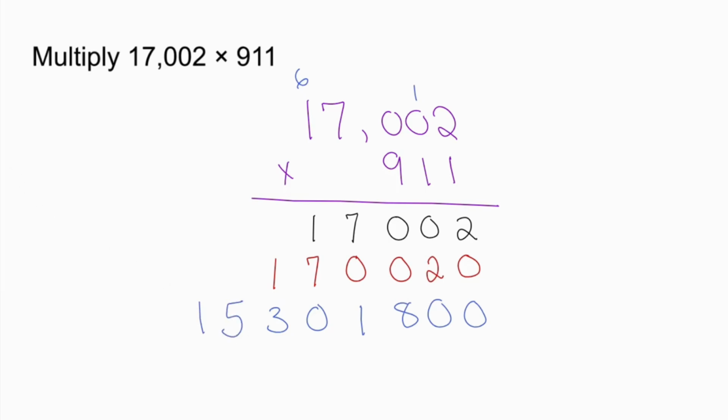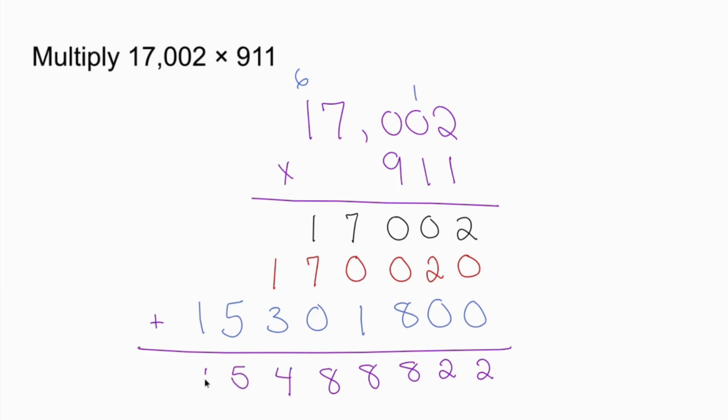Now we're going to add these 3 numbers, like so. 2 plus 0 is 2. 0 plus 2 plus 0 is 2. 0 plus 0 plus 8 is 8. 7 plus 0 plus 1 is 8. 1 plus 7 plus 0 is 8. 1 plus 3 is 4. Nothing plus 5 is 5. Nothing plus 1 is 1.